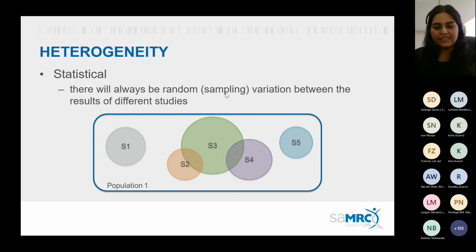And the last one, statistical heterogeneity. So there will always be statistical heterogeneity since studies will have different samples. So statistical heterogeneity refers to the sampling variation.